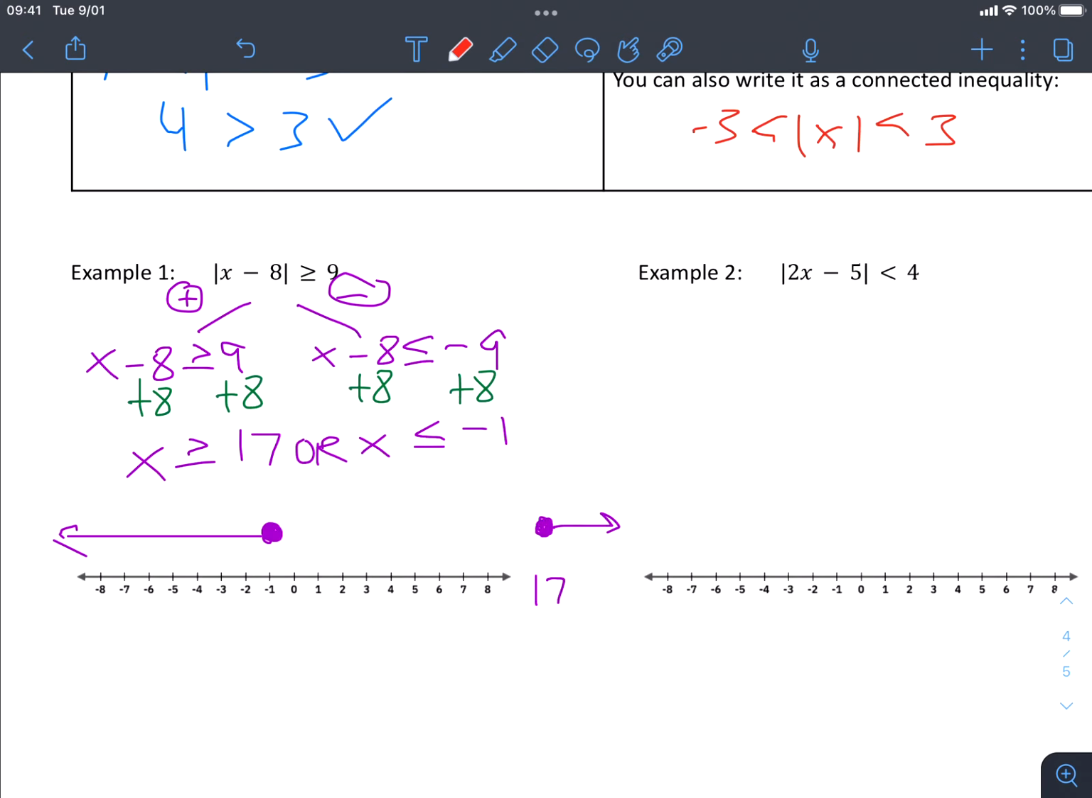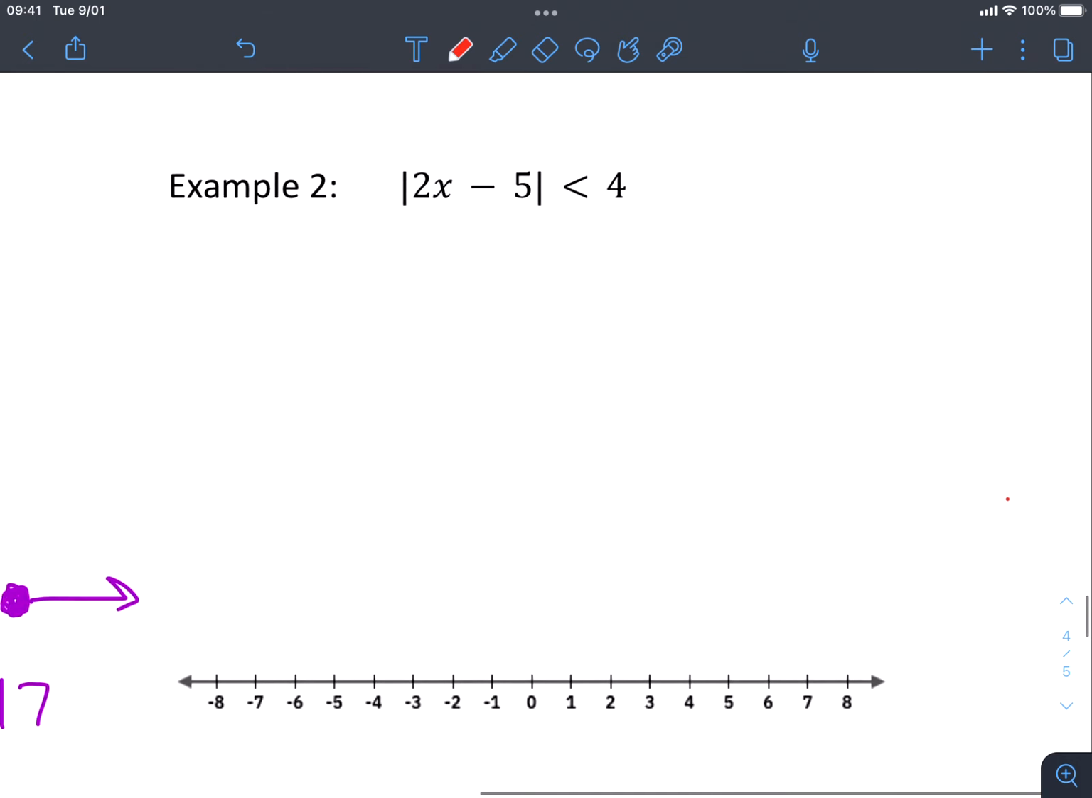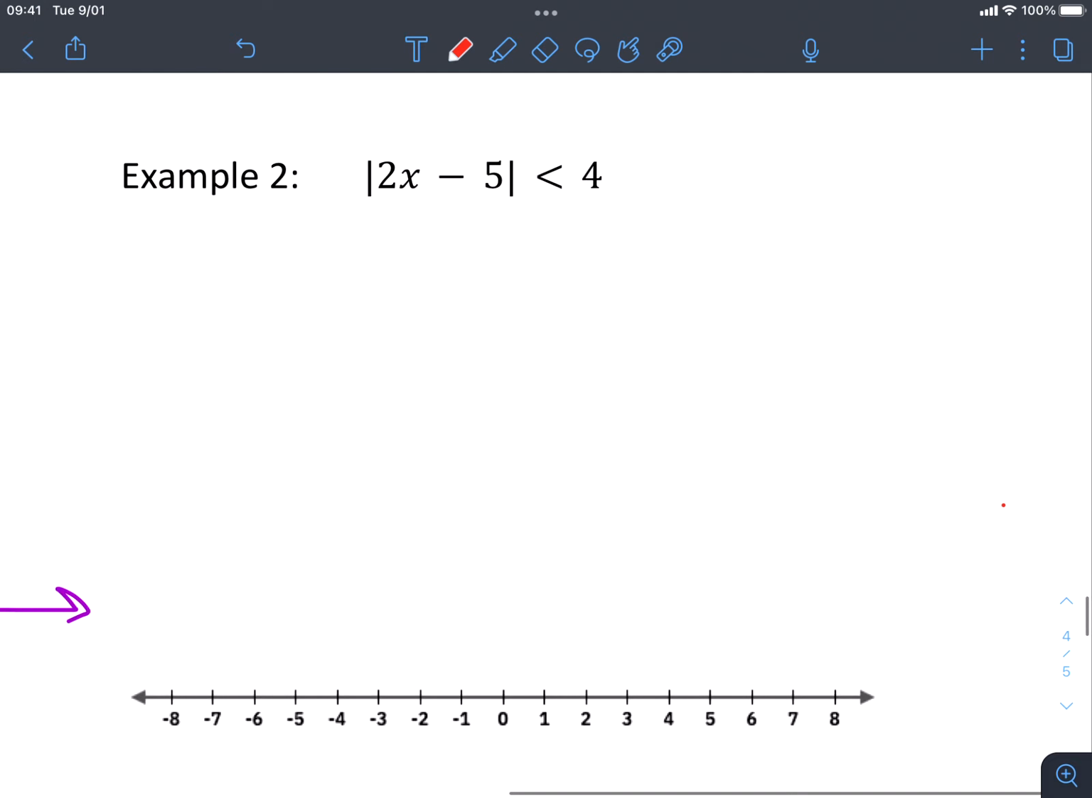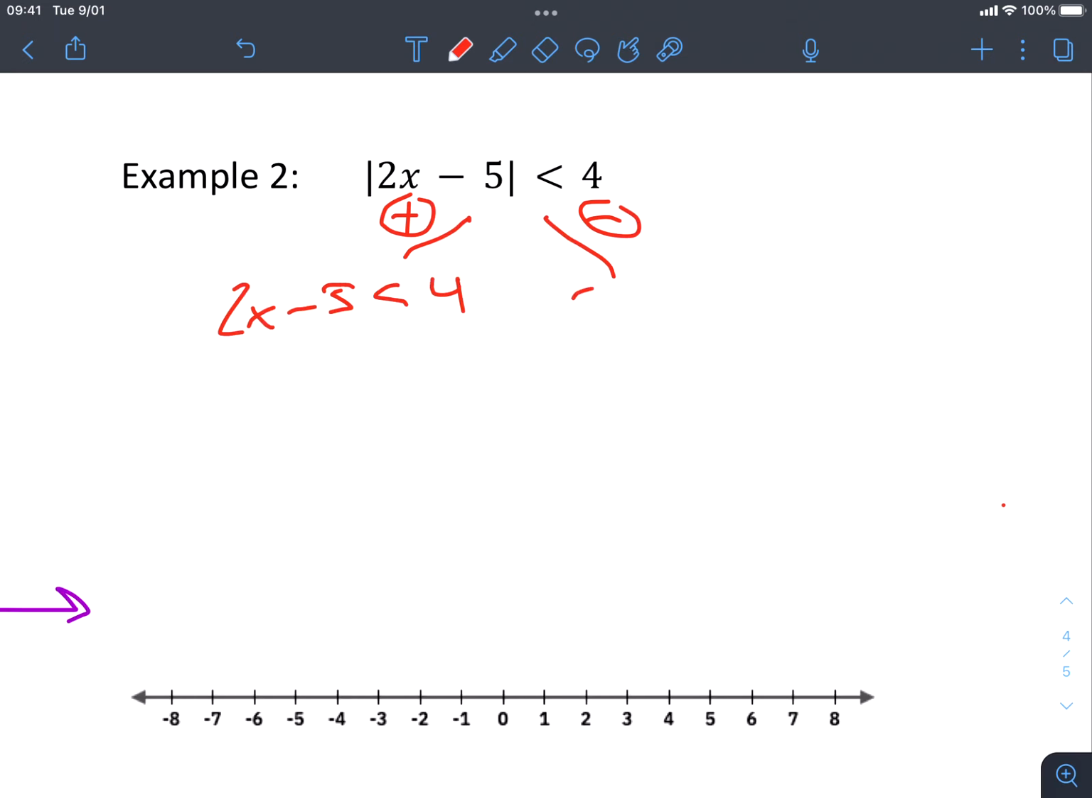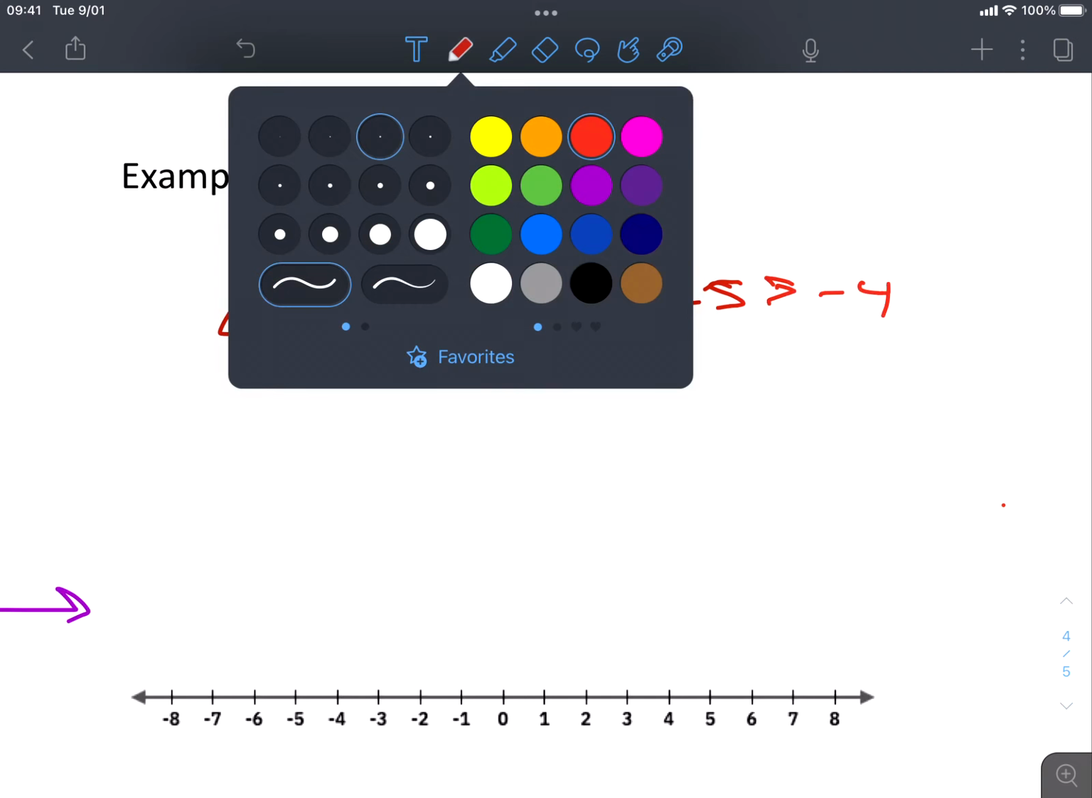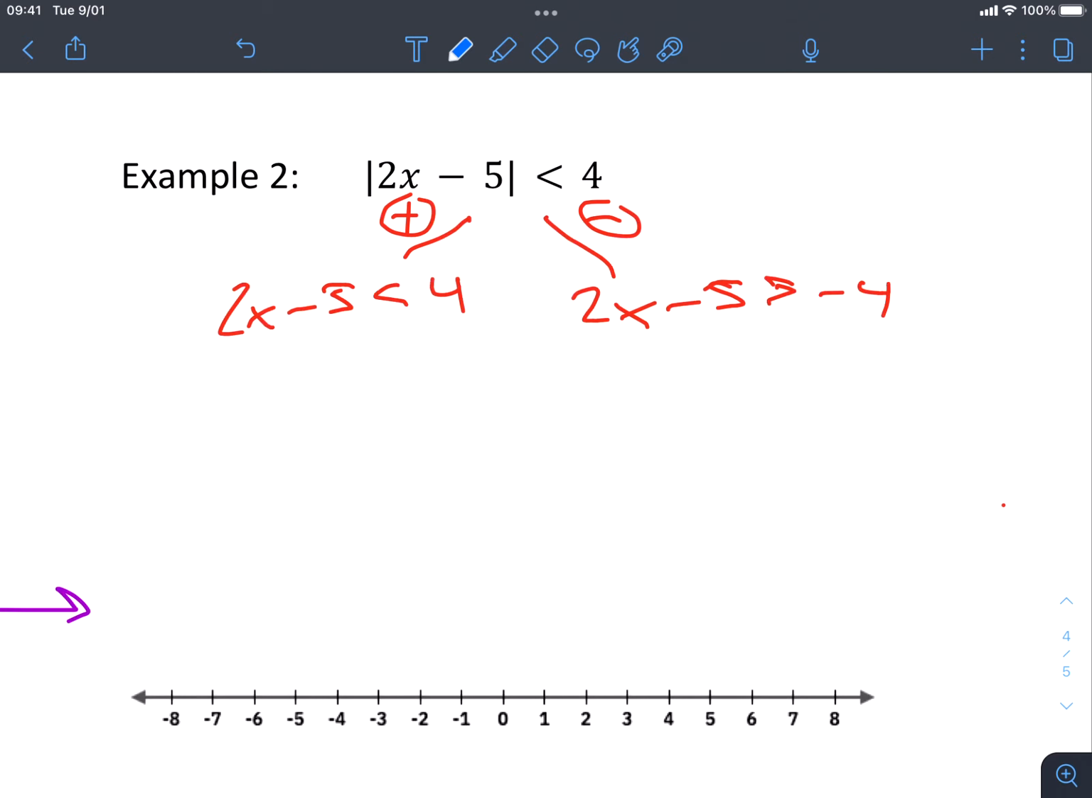When we get to the second example here, again, I need to write two versions. I need to write the positive and the negative version. So 2x minus 5 is less than 4, so it hasn't changed too much. And then I have 2x minus 5 is greater than negative 4. So I'm going to now solve my inequalities using the same steps for both. I'm going to add 5 to both sides, here and here.